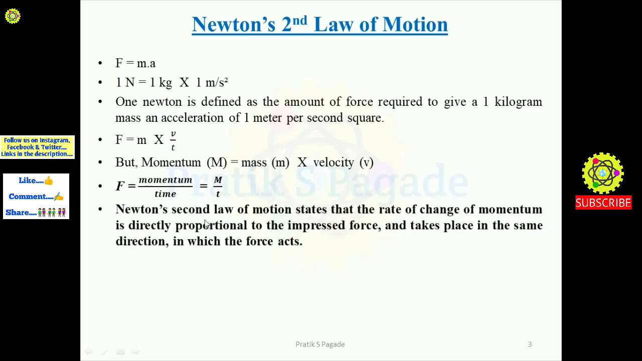Further, see here the definition of Newton's second law of motion. Newton's second law of motion states that the rate of change of momentum is directly proportional to the impressed force and takes place in the same direction in which the force acts. As you can see here, momentum upon time, that is, the rate of change of momentum, is directly proportional to F, the impressed force, and it takes place in the same direction in which the force acts.